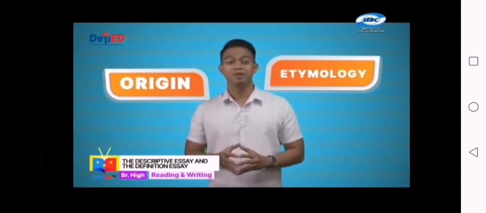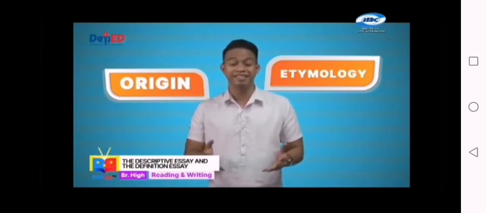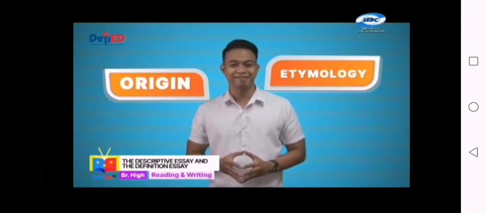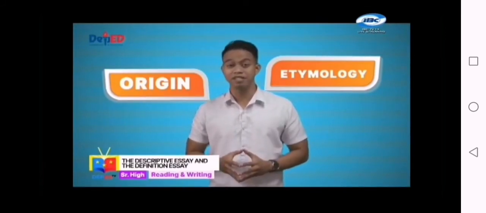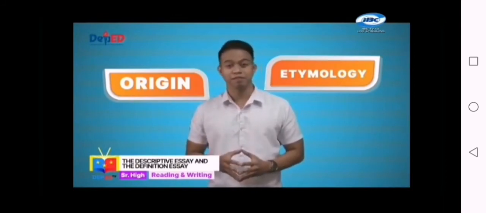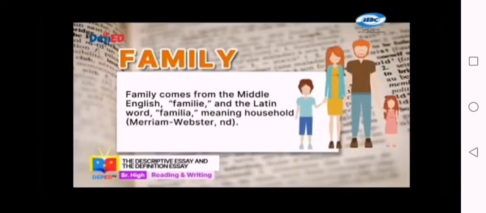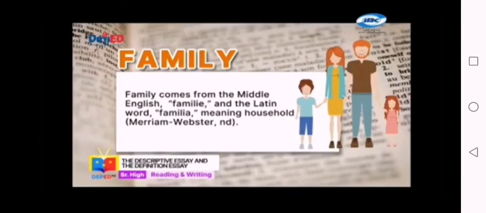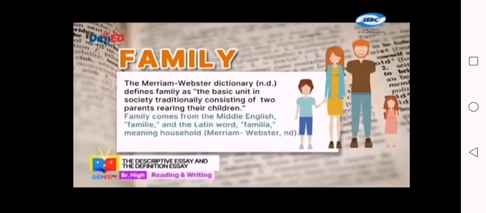Another way to define using denotations is to look up a word's origins or etymology. The origin or etymology of a word is found in most printed and online dictionaries. In my dictionary app, the origin and etymology of family is at the end of the definition. Family comes from the Middle English family and the Latin word familia, meaning household. Let's include this information to our existing definition.